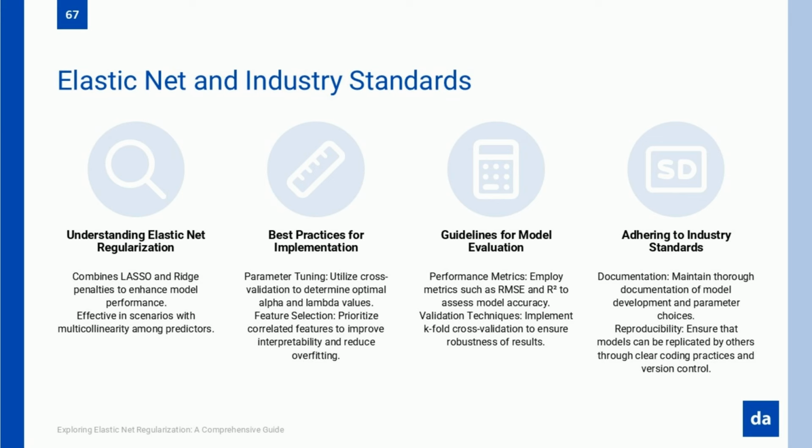In finance, models used for credit risk assessment, stock market forecasting, and fraud detection must comply with strict guidelines. Organizations follow standards such as Basel III for banking regulations and IFRS 9 for financial reporting, both of which emphasize model explainability and risk assessment. Because Elastic Net is transparent and provides interpretable coefficients, it helps financial institutions meet these regulatory and industry requirements.